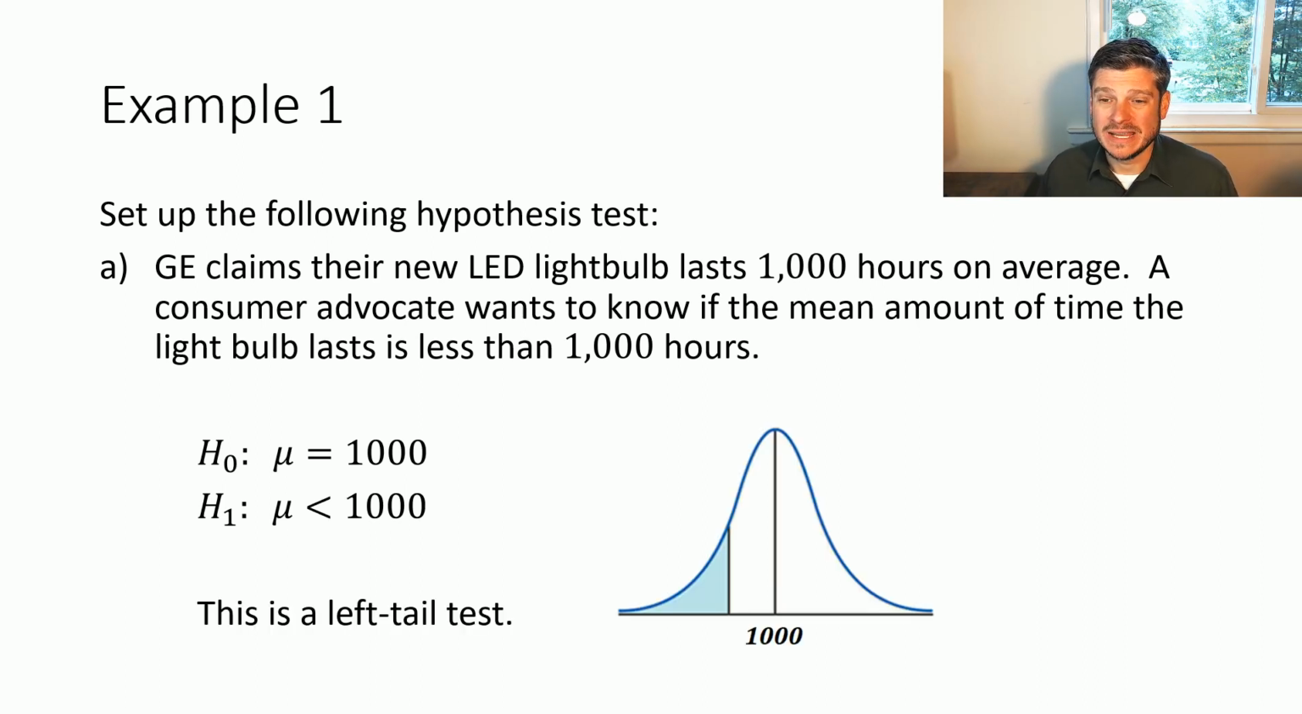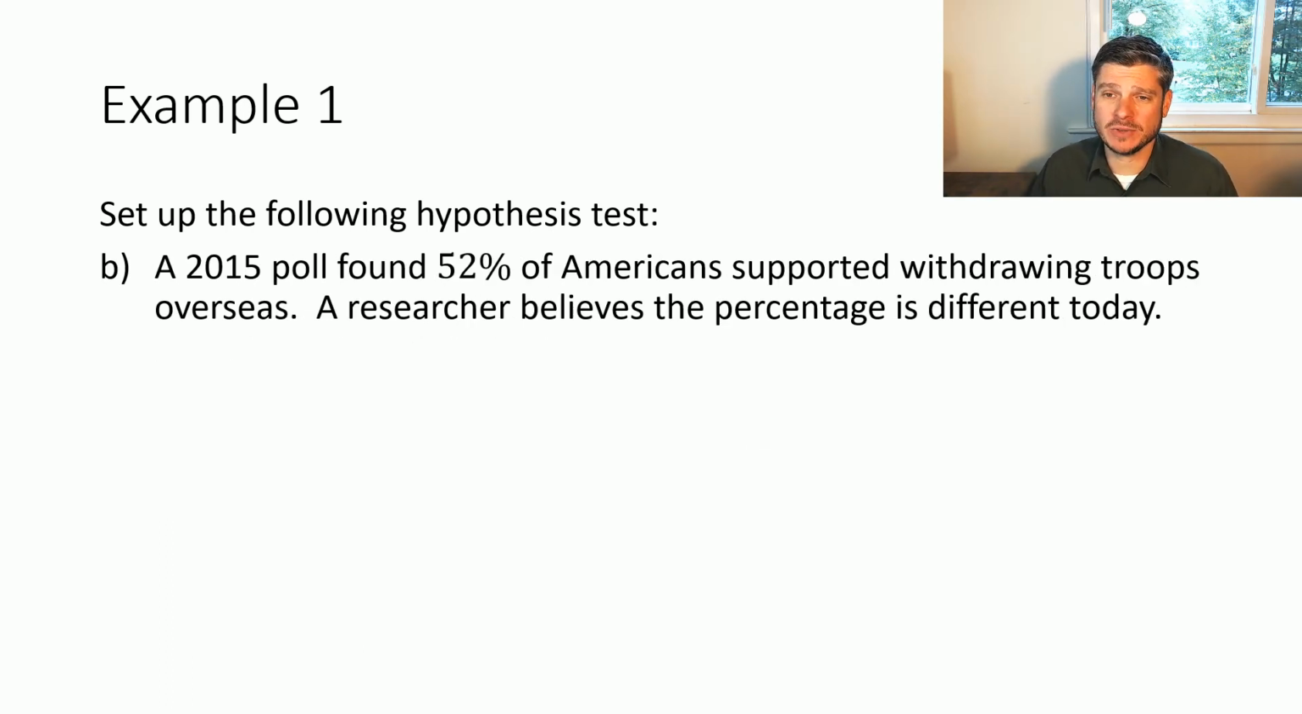Now, each time we're going to try to sketch a rough normal curve here. Again, we have to assume the null hypothesis. We need to assume that the peak is at 1,000 because that's what GE told us. Then we want to know the probability that it's actually less than 1,000, which means it's to the left, which means this would be a left tail test. Now, we're just going to set up a few of these. We're not actually calculating them now. I just want to make sure we have this first process down before we move on.